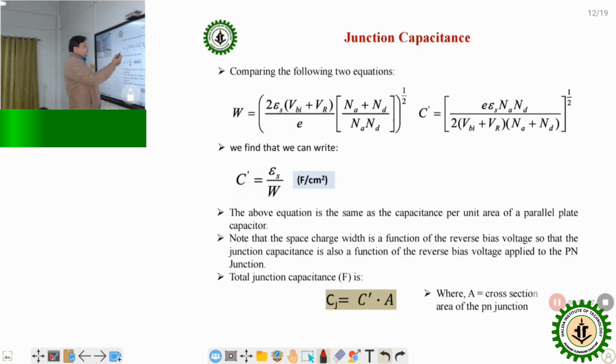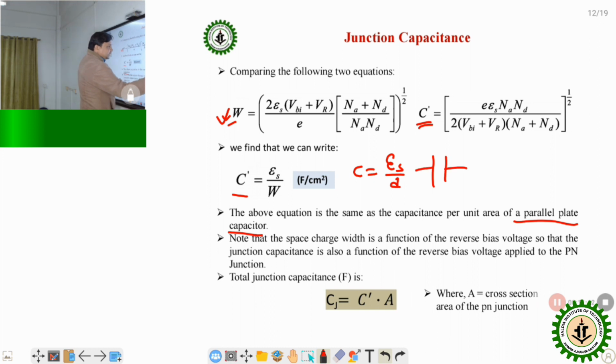So we simplify the capacitance equation more. W we know, this one is the W, where W is proportional to the square root of VR, where VR is the reverse voltage. If VR is increased, W also increases, whereas the capacitance decreases if VR is increased. It is inversely proportional. So we simplify C with this equation, then we get C is equal to epsilon S by W, which is nothing but the equation of the parallel plate capacitor. In a parallel plate capacitor C is equal to epsilon S by d, where d is nothing but the distance between two plates. So this is d, the two plate capacitor.